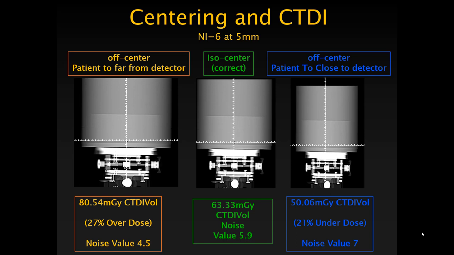Now, if you look at the object that was close to the source and far from the detector in orange, you can see it's magnified, it's larger, it's getting me 80.5 milligray, which is 27% over the exposure that I got for my well-centered phantom, and a noise value of 4.5, so well below the noise value that I requested, right? And then conversely, for the object that has the blue labels, I scanned this one with the topogram really close to the detector, about 4 centimeters lower than center. And this gave me 21% under exposure with 50 milligray, and the noise value was 7, so higher than I asked for, right? So this doesn't have enough exposure, and then the orange one has too much, but the green one, that's just right.